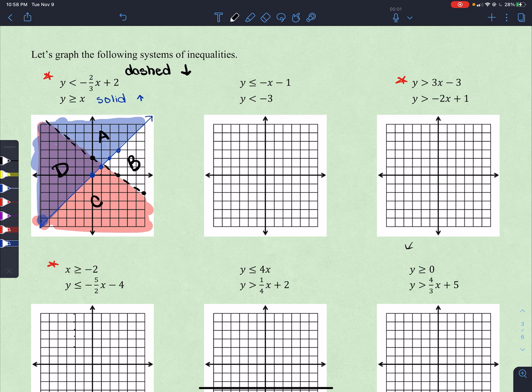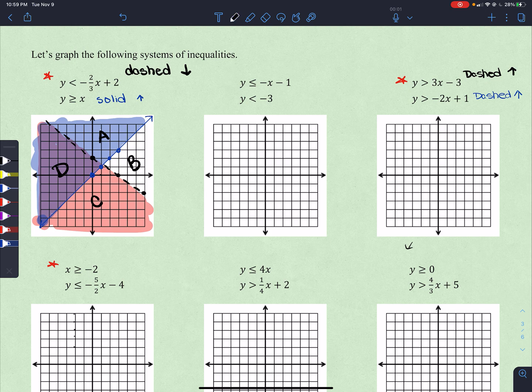It's the third one over. Then on this first one, y is greater than, so this one is going to be a dashed line. And it is going to be shading above. Okay. The second one is going to be y is greater than. So that's also going to be a dashed line. And it's also going to be shaded above. All right, so y is greater than 3x minus 3.